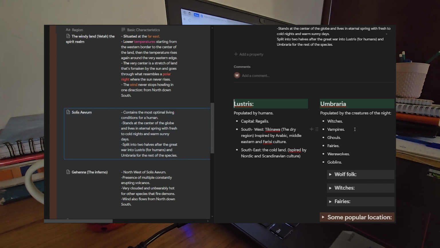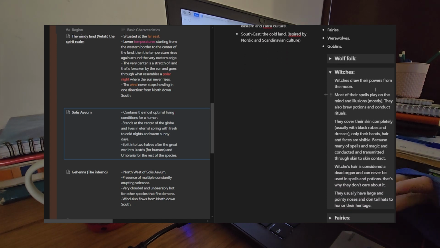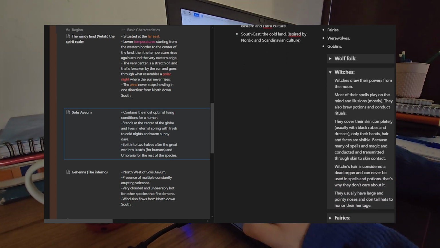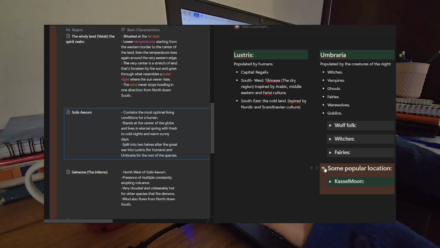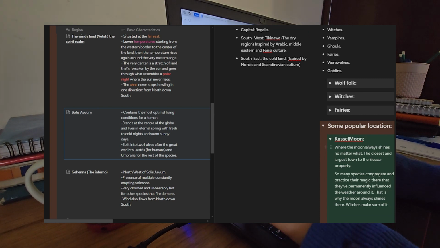But the species that live in a certain area may impact their environment. Witches, for example, draw their powers from the moon and gather around Castle Moon. Their continued practice of magic does affect the weather, as they made sure that the moon always shines on Castle Moon.